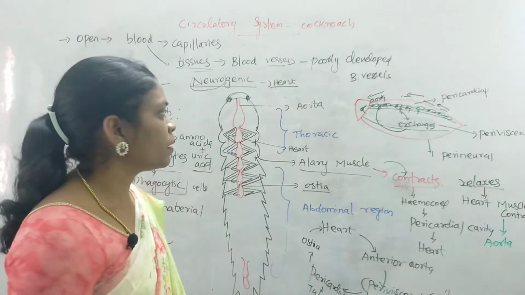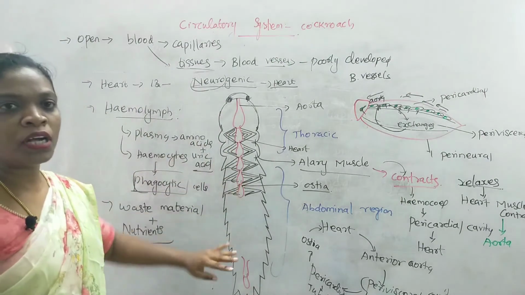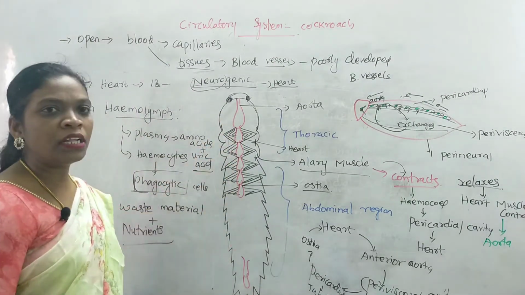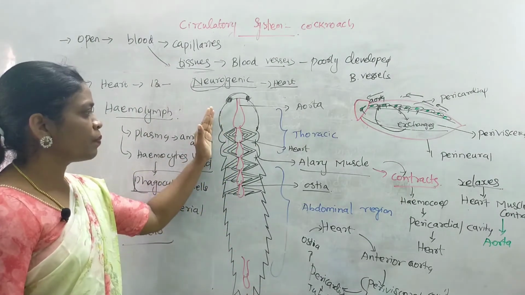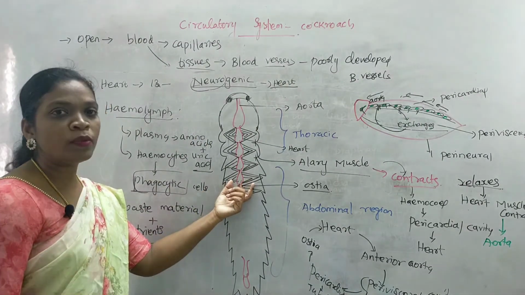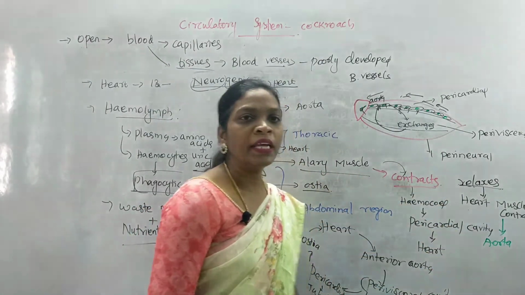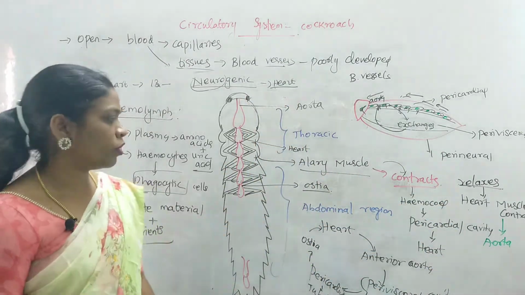Okay, I'm repeating again. The cockroach contains a tubular heart which is 13 in number and each is arranged segmentally, that is 13: 3 in the thoracic segment and 10 in the abdominal segment. They are held in position by means of alveolar muscles. When alveolar muscles contract and relax, they are involved in supplying the blood to different regions of the body.